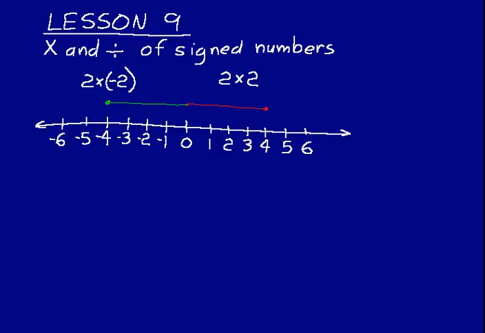Now we have one more combination here. That would be negative 2 times negative 2. Let me just put a negative sign in front of that 2 there on the left. So think about that. What we've done, we're saying now the opposite of 2 times negative 2, right? Because that's what a negative sign also means, the opposite of. So if 2 times negative 2 is negative 4, the opposite of that would be a positive 4. So we'd be back over at positive 4.